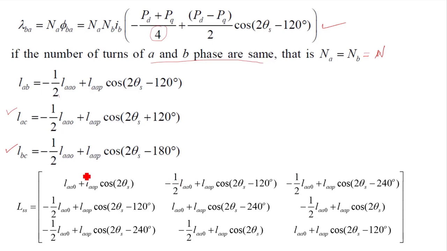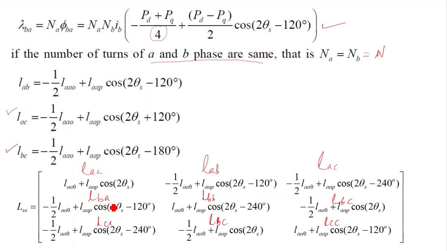So now your stator inductance matrix will become like this. This is your LAA, LAB, and LAC. This is your LBA, that is equal to LAB. And this is your LBB. This is your LBC, this is your LCA, that is equal to LAC, and this is your LCB, that is equal to LBC, and this is your LCC. Okay.